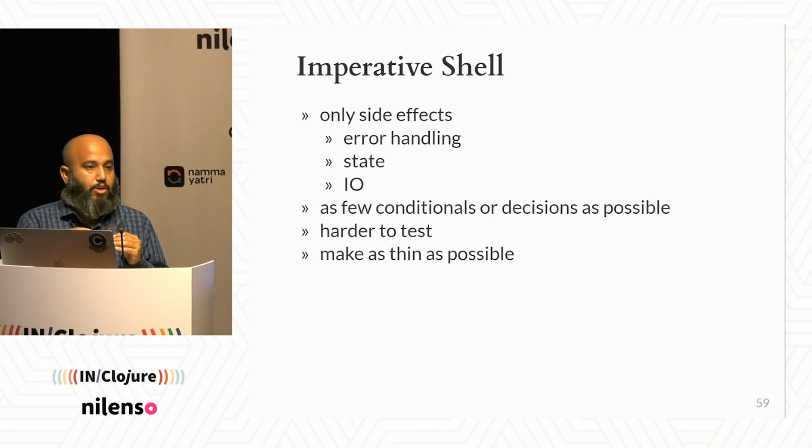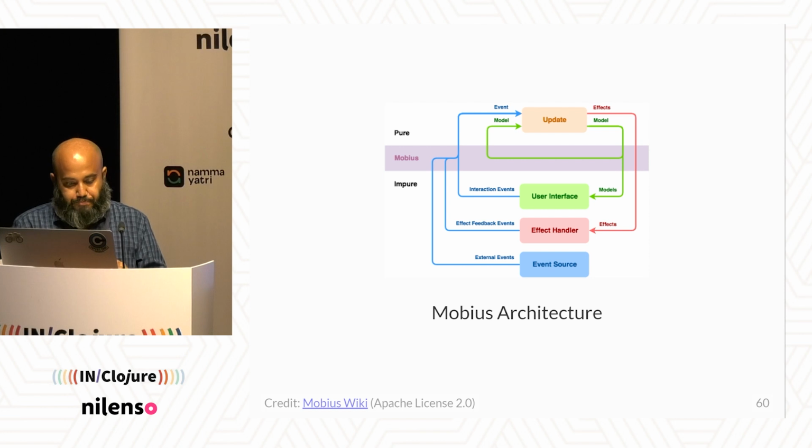Because it's very hard to test, because it involves I/O, it involves starting a web server or whatever else. So you make it as thin as possible, as little code as possible. As soon as possible, you take the web request, turn it into a JSON object or whatever Clojure object, pass it to the functional core, and that's it. That's what the imperative shell does, right?